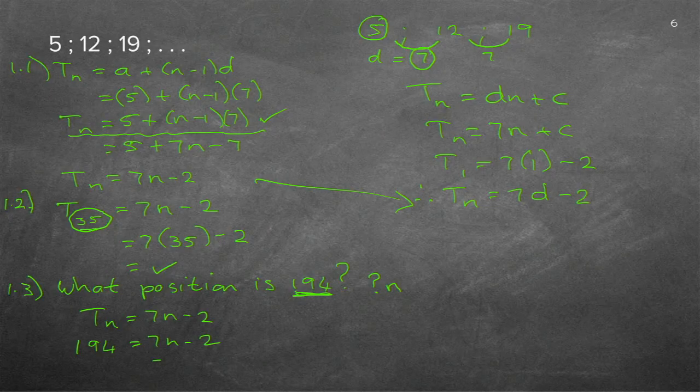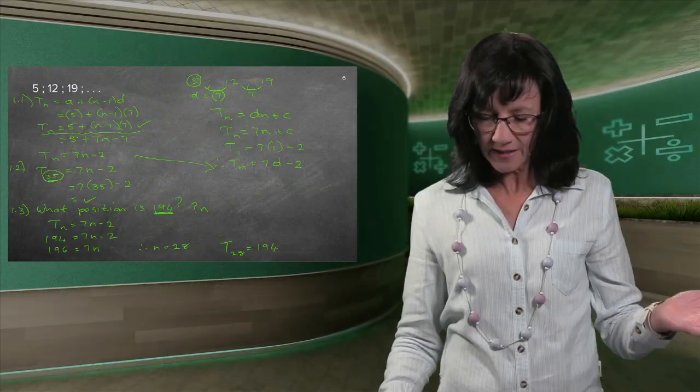So now you can just take the 2 over, which gives me 196. And you can divide by 7, n is equal to 28, if I've done it correctly. Now I found what term is equal to 194, and this is what they ask. The term 28 is equal to 194, if I did my calculations correctly. Good. Those are all the things that you've done previously.